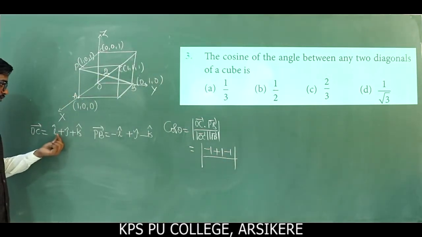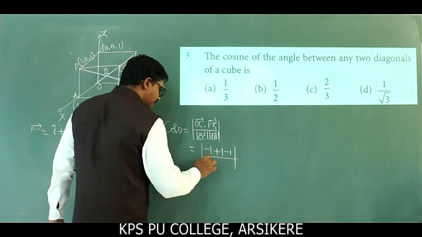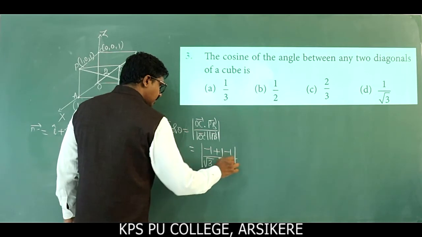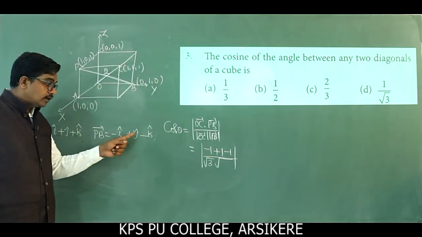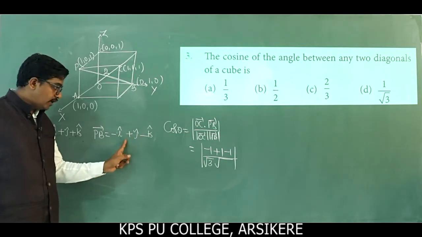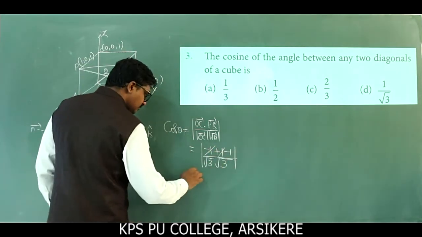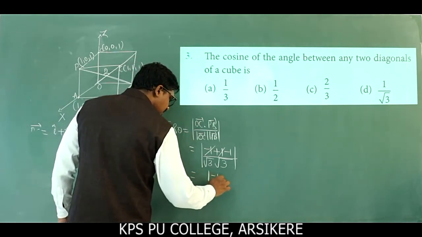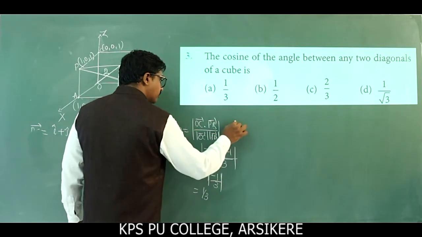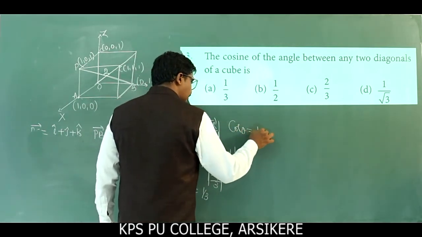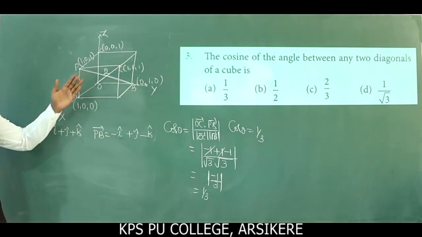Magnitude of vector OC here, root of 1 square plus 1 square plus 1 square is root 3. Simple, this one is also PB. Minus 1 whole square is plus 1, 1 square is 1, minus 1 whole square is also plus 1. 1 plus 1 plus 1 is 3, that becomes root 3. Plus 1 minus 1 get cancelled, we are left with mod of minus 1 divided by 3. This is nothing but 1 by 3. Therefore cos theta is equal to 1 by 3. This is the cosine of angle between any two diagonals of the cube.